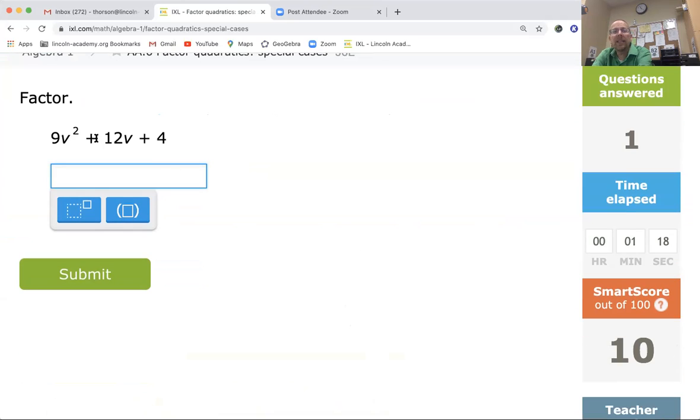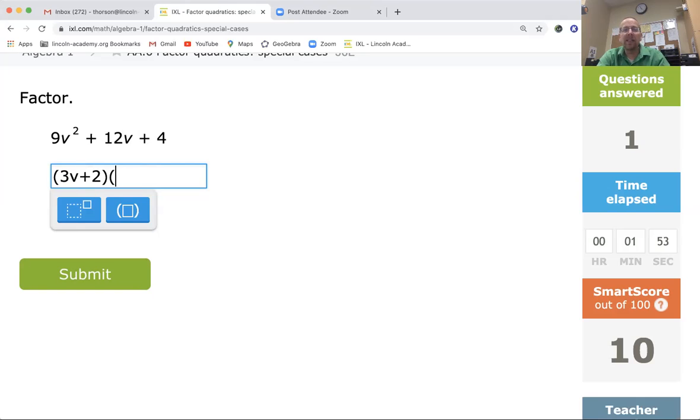And so this here is actually the sum of two squares. And what I mean by sum, it's what's the square root of 9? What's the square root of 4? What's 3 times 2? And what's 6 doubled? 12. So a lot of times if you see that this leading number is a perfect square and this end number is a perfect square, you can just square root them.